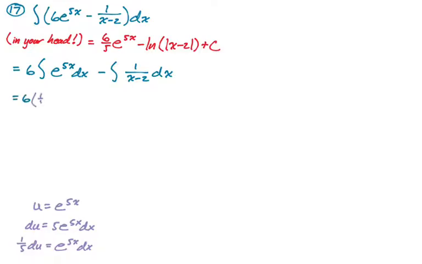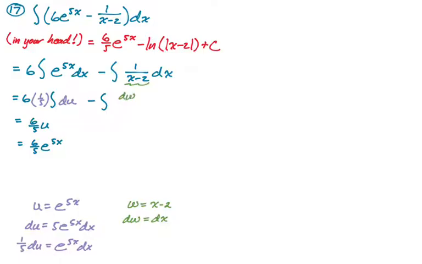So this is 6, 1/5, the integral of du. I don't remember if I integrate this or not. Yeah, I'm going to integrate this right now. 6/5 u, which is 6/5, and then u is e to the 5x. All right, let's deal with the other one. I already used u, so I'm going to use w and let w equal x minus 2. So dw is dx. So our integral becomes minus the integral of dw over w, and that is perfectly a natural log, but we're not going to forget the absolute value, and plus c, and then we just sub back in for w.